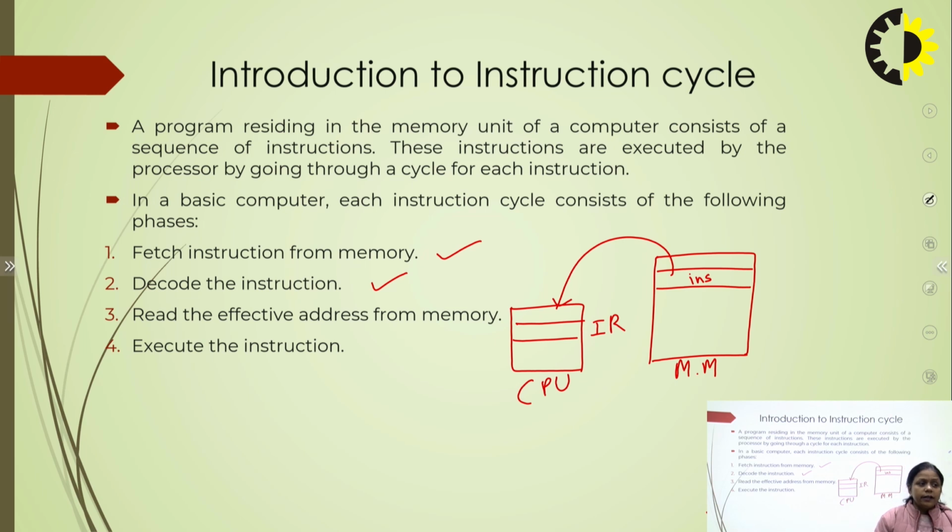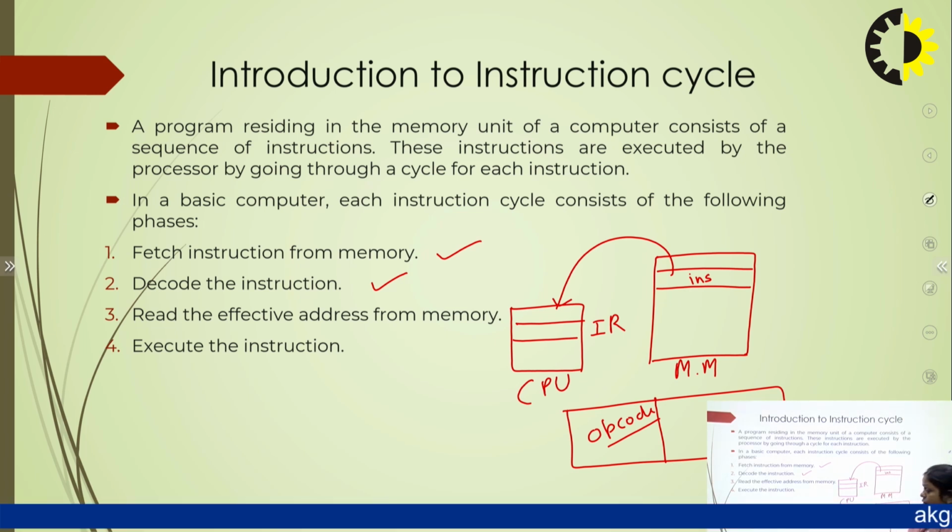Third is to read the effective address from the memory. Now we have to find out the effective address of the operand. For example, this is one instruction. This is the opcode part. At the time of decoding, this opcode part tells us what the operation of the instruction is. And next is the address part. This address part tells us on which operands this operation will be performed.